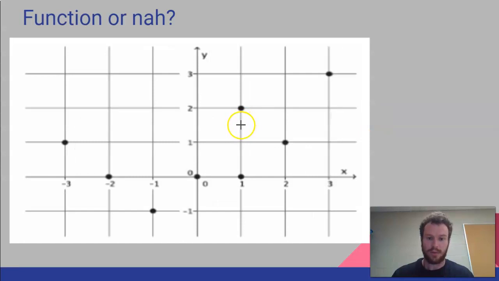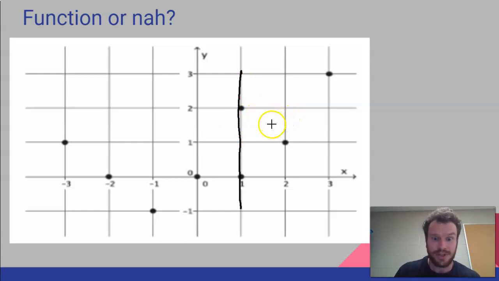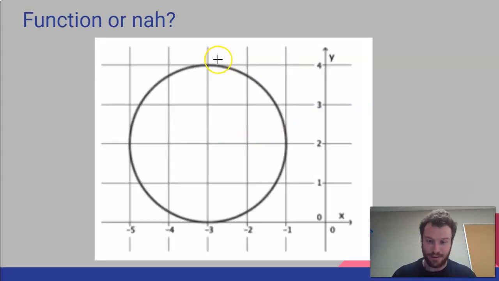Eyeball this one. Can you see anywhere that it wouldn't pass the vertical line test? What input value would it not pass the vertical line test at? Oh, I see. At the input of 1, we can draw a vertical line right here, and that vertical line passes through 2 points, okay? Now, you don't have to draw a vertical line. You may be able to just visualize. This circle clearly does not pass the vertical line test.